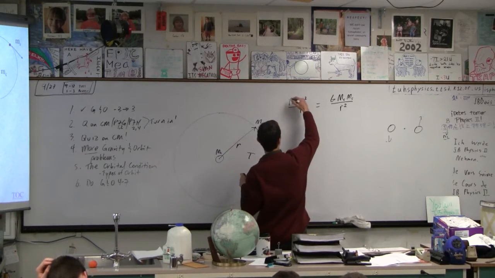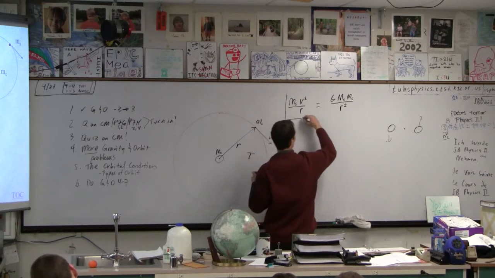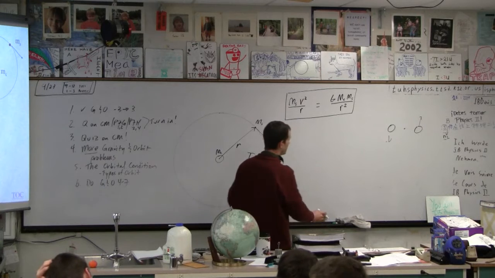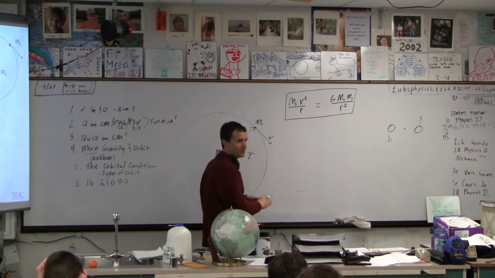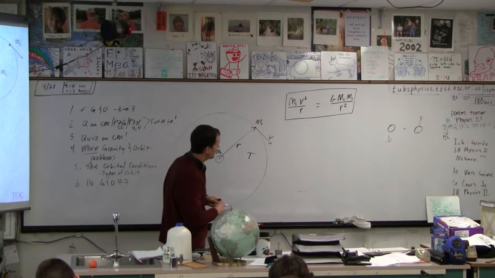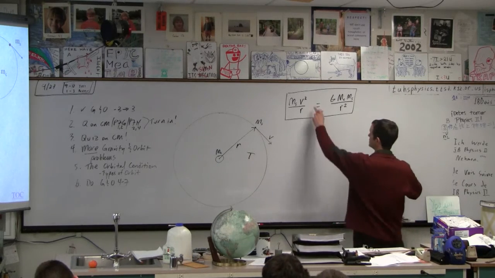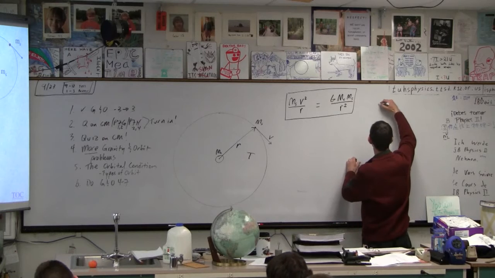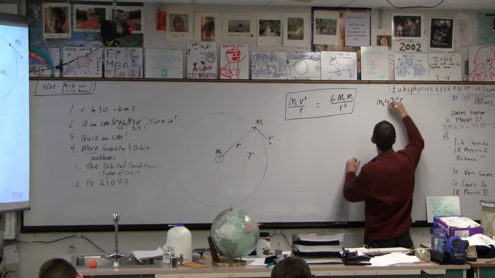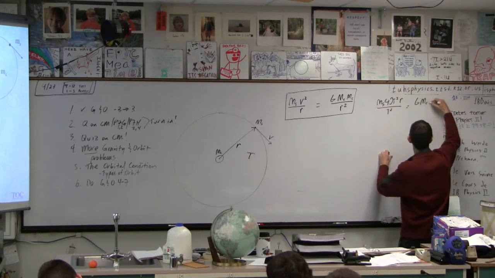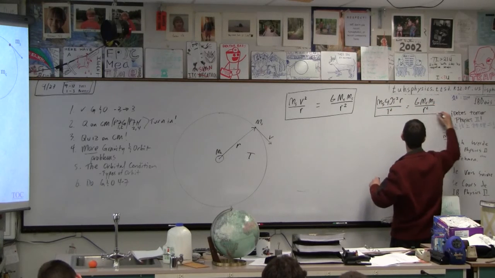This is one orbital condition. If you can solve that mathematically for all the things that you could solve for, that's all you need. And then the other orbital condition is that instead of using v squared over r, we use 4 pi squared r over T squared. So the mass of the satellite times 4 pi squared r over T squared equals G times the mass of the central body times the mass of the satellite over r squared. So this is the second one.